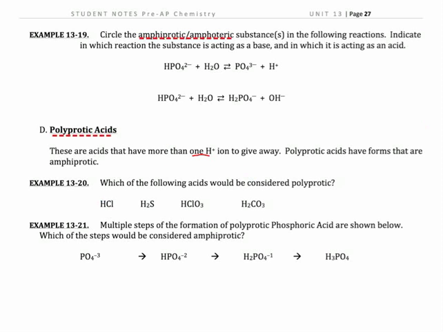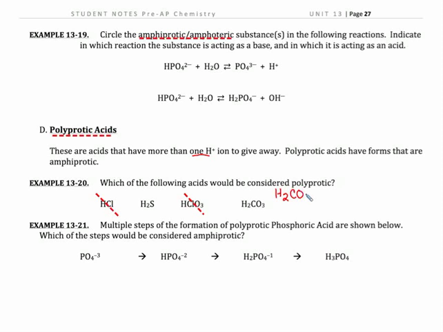HCl is not polyprotic because it doesn't have more than one. It has just one H plus. H2S is. It has two. HClO3 is not. It only has one. Let me show you what I mean by writing sequential dissociations.